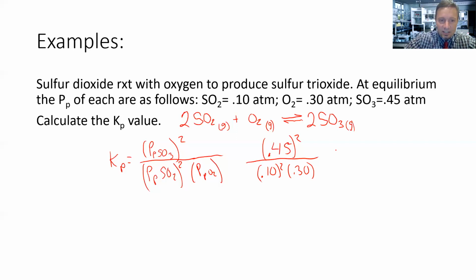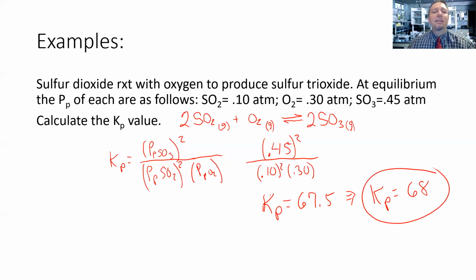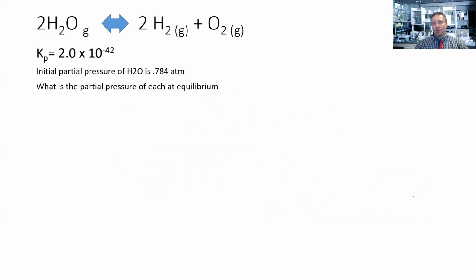So when I plug this in, I get 67.5. So the K partial pressure, the equilibrium constant, is 67.5, and I only have 2 significant figures on all these, so I can round this off. So that is going to become Kp equals 68. So that is how, in fact, I can do my calculations for this particular example. So hopefully you sort of remember this process of how we've done this. It's important to be able to recollect this. Let's go on to the next problem right here.